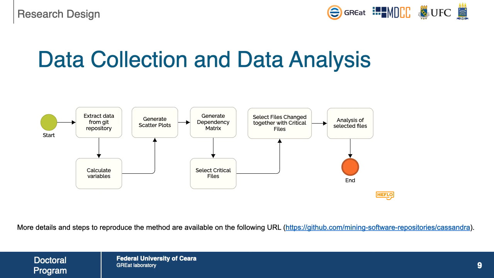In stage 3, we generate a scatter plot regarding accumulated modified lock and file occurrence in commits. In stage 4, we generate a dependency matrix that correlates dependence among the Java files analyzed. In stage 5, we select critical files, highlighted points from the scatter plot with high cyclomatic complexity, cycle dependence and hub-like dependence. In stage 6, we select files that depend on critical classes and have code changes together with critical classes. Finally, in the last stage, we generate a detailed report about the selected files.